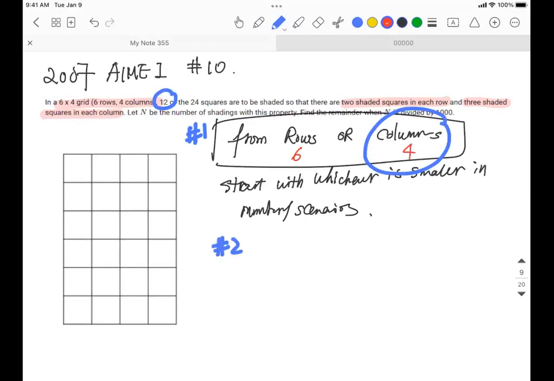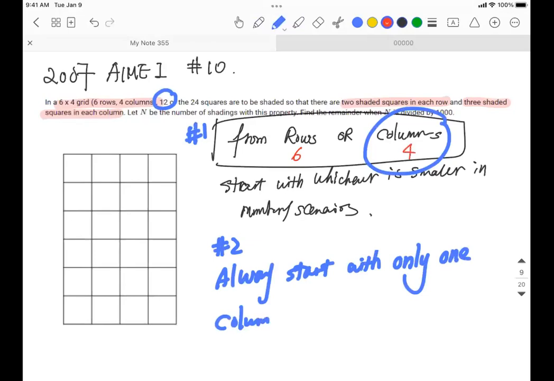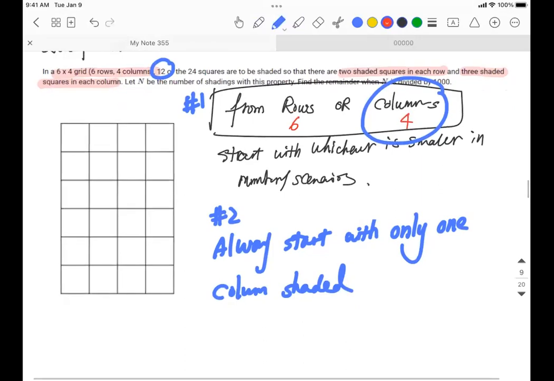Second step. Even for columns, it's not easy, right? You have 4 columns, and each column has 3 squares shaded. So these 3 squares can be randomly patterned all over the place. Don't panic. Always start with only 1 column shaded. Okay, so in this problem, you have 4 columns. Always start with only 1 column. Okay, these are the rules for how to do such problems.